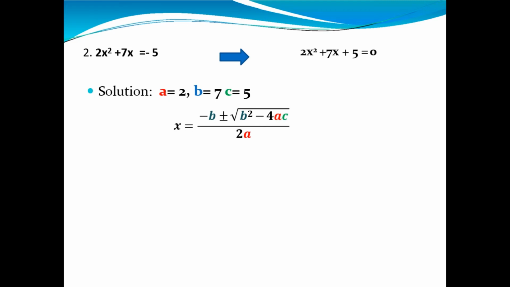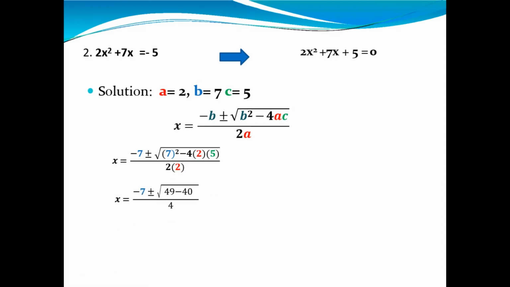Now, using our quadratic formula, we will substitute our values, giving us negative 7 plus minus the square root of 7 squared minus 4 times 2 times 5, all divided by 2 times 2. Okay, now, having this substitution, we will now simplify.